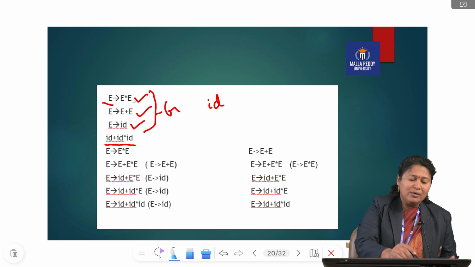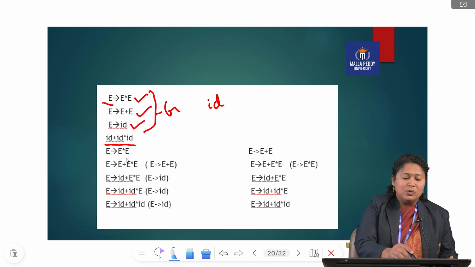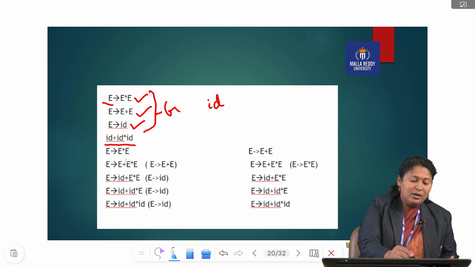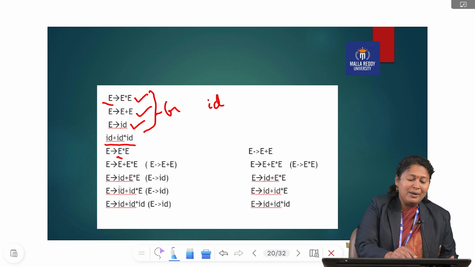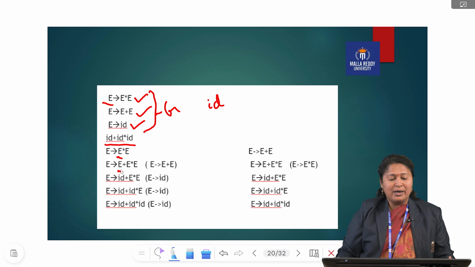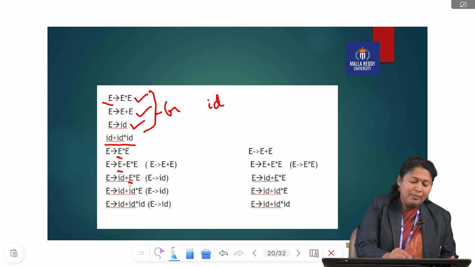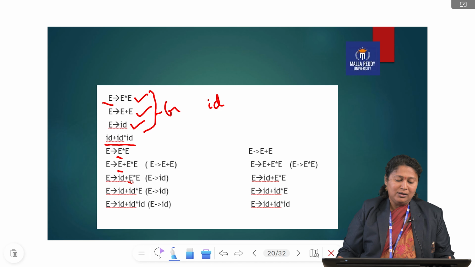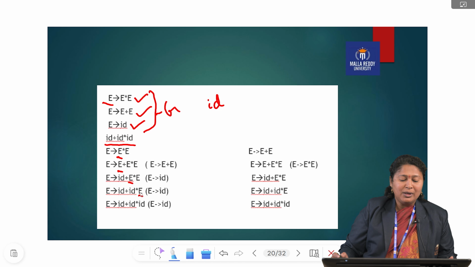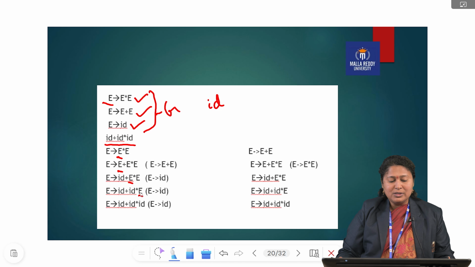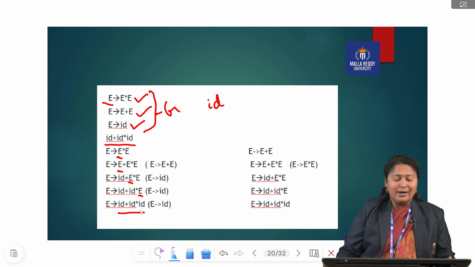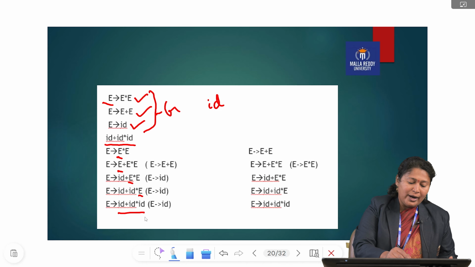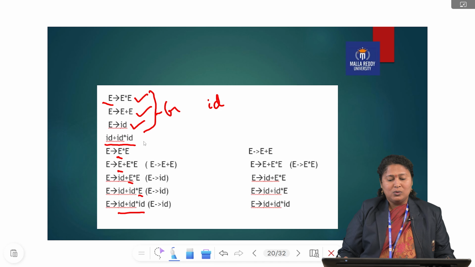So here first we are starting from E tends to E cross E. So here in E cross E, this E is replaced by E plus E. Next, this E can be replaced by ID. Next, this non-terminal E can be replaced by ID. And next, this non-terminal E can be replaced by ID. At the end of this process, we are getting ID plus ID cross ID, which we are able to get from the given grammar. So we can say that yes, this string is according to the syntax rule.